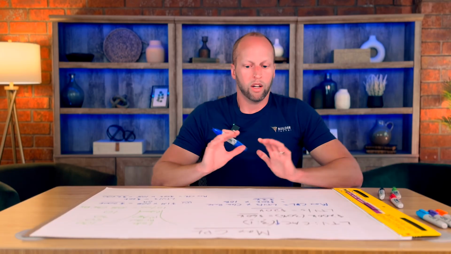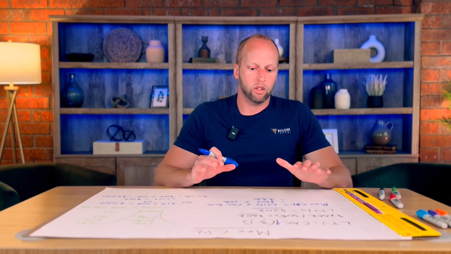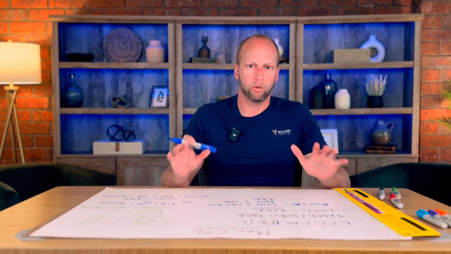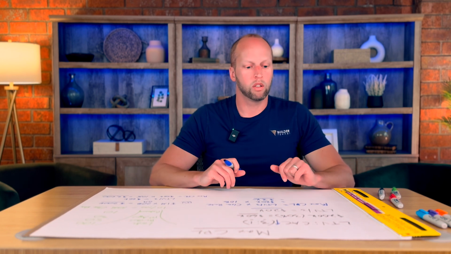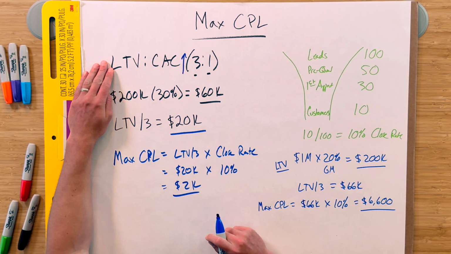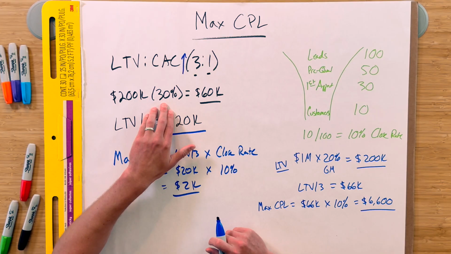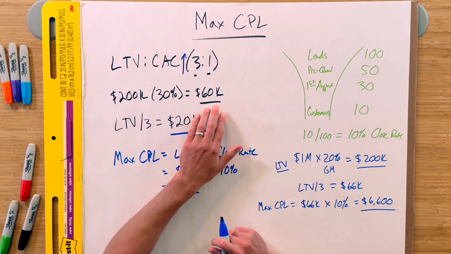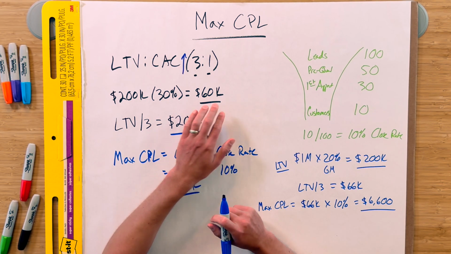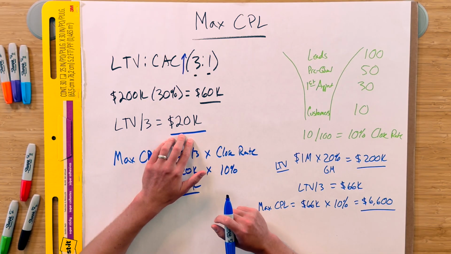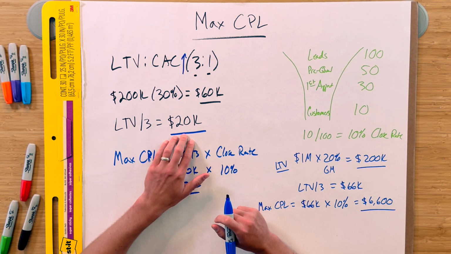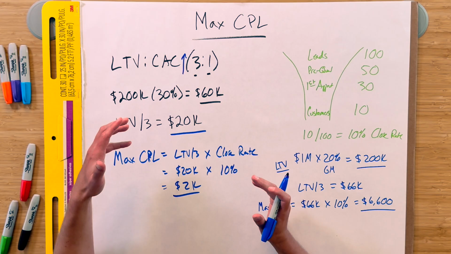So I would encourage you to run this exercise. I know there's quite a few numbers here, but there's really just a few things you need. You need your lifetime value, which is your average project size times your average gross margin, and that gets you LTV. What is a customer worth to you? We're going to divide it by 3. This is the max you would want to spend to acquire the customer.